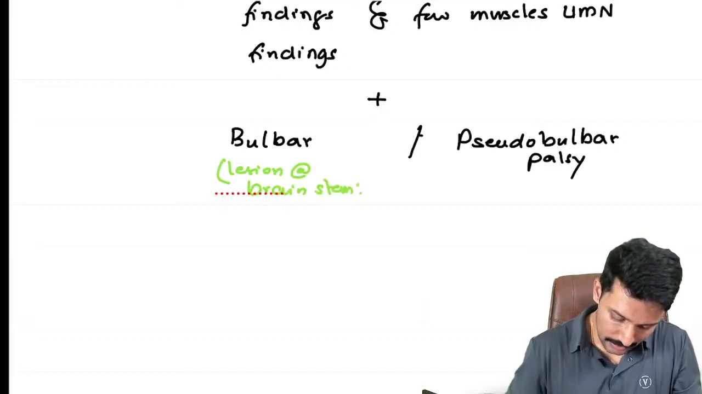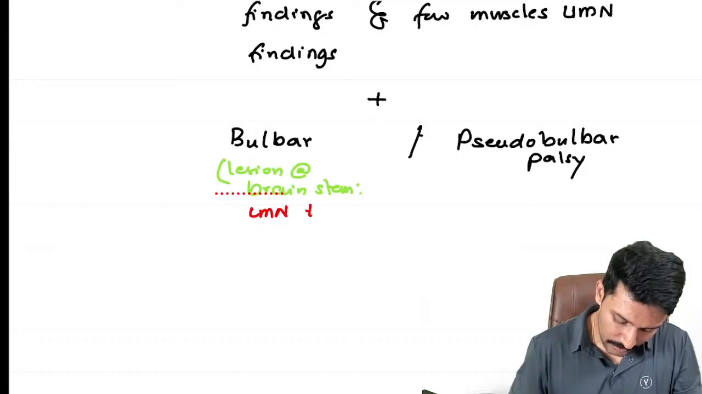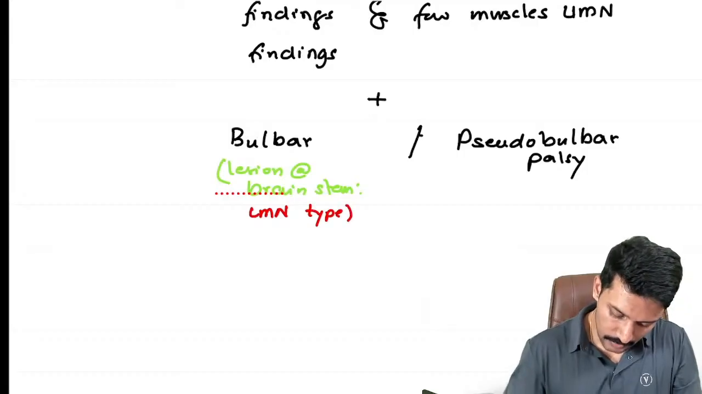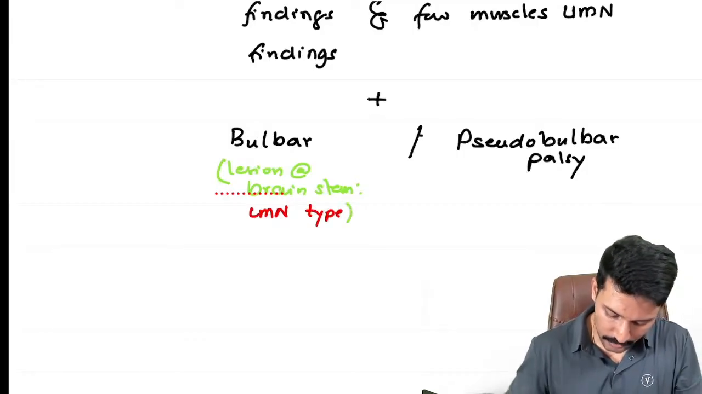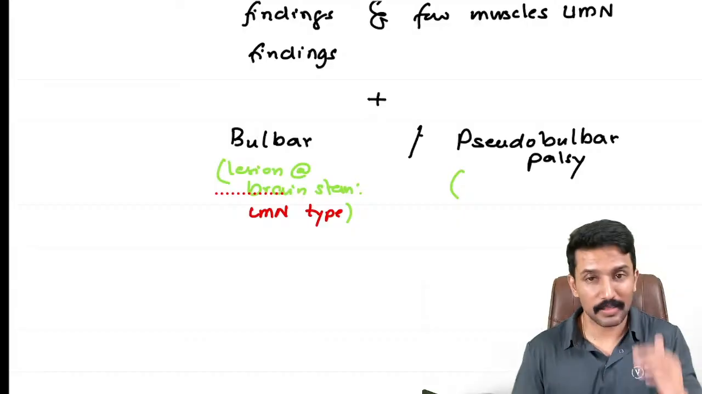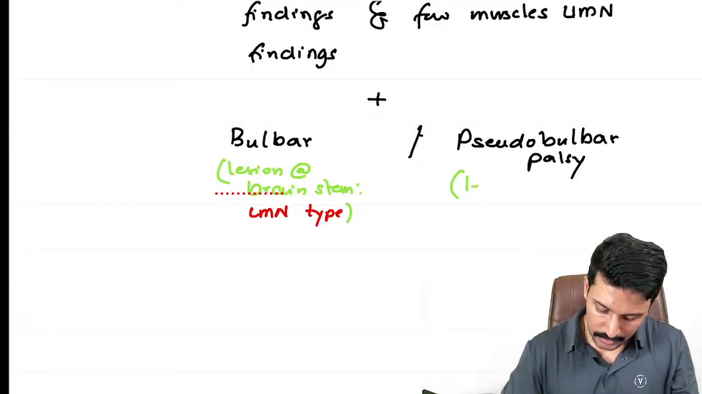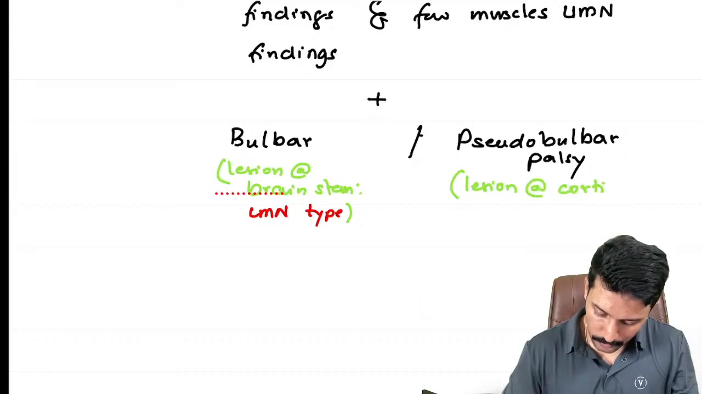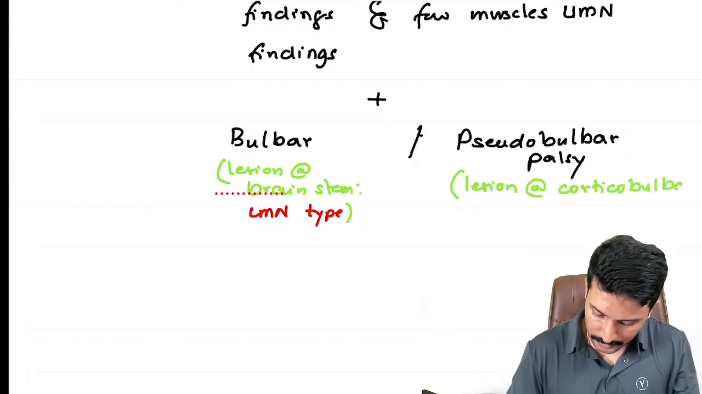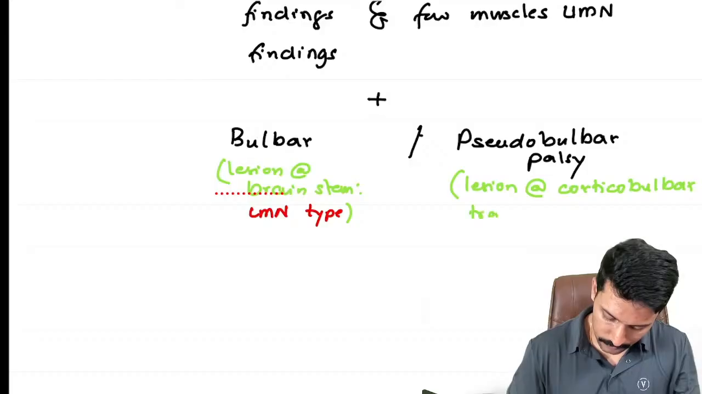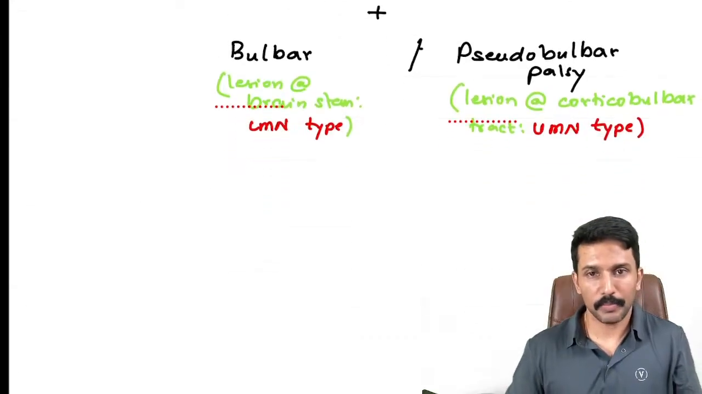That is classical LMN type of cranial palsy. And when you say pseudo-bulbar, the lesion is above the bulb. Bulb is brainstem, right? That means the lesion is in the corticobulbar tract. That is UMN type of cranial nerve palsy. One of them can happen.